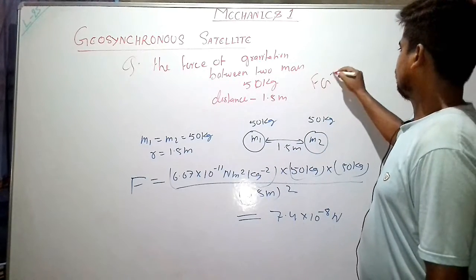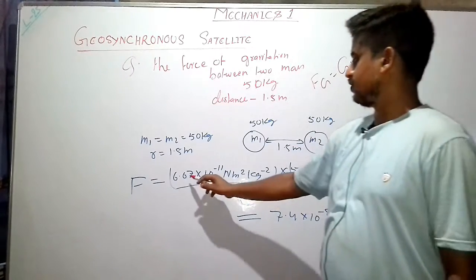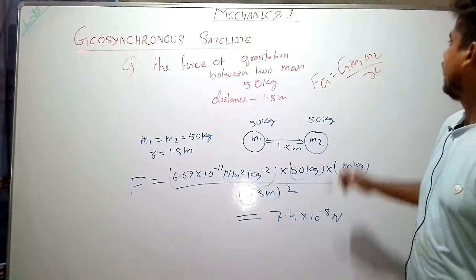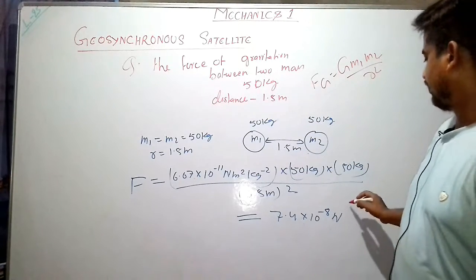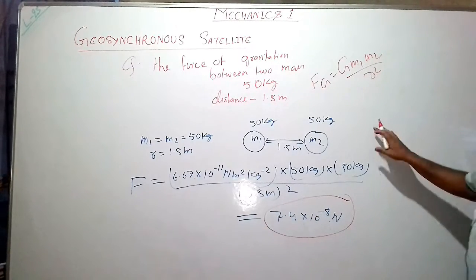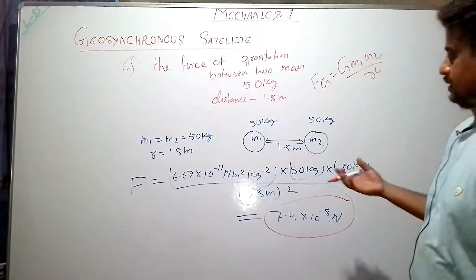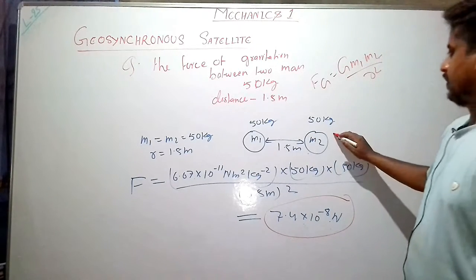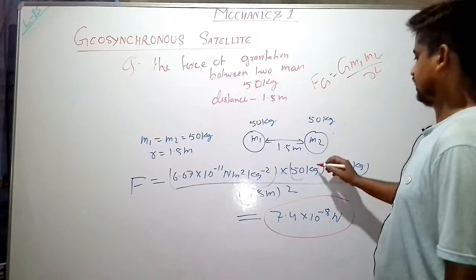We know that the gravitational force is G m1 m2 divided by r squared. G is 6.67 times 10 to the power minus 11 newton meter squared per kg squared. m1 and m2 we know are 50 kg each, r we know is 1.5 meter, and we will roughly get 7.4 times 10 to the power minus 8 newton. This is the gravitational force between these two masses. So this is how we can calculate the gravitational force between two objects. We simply plug in the values of the mass and distance and we will get the gravitational force.